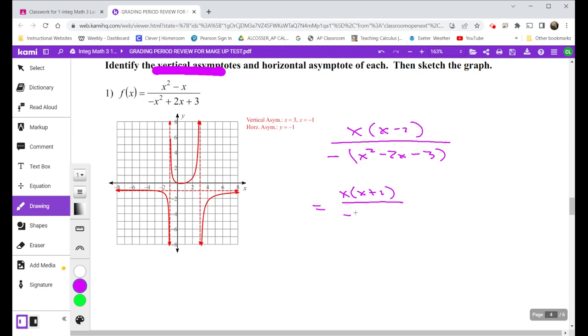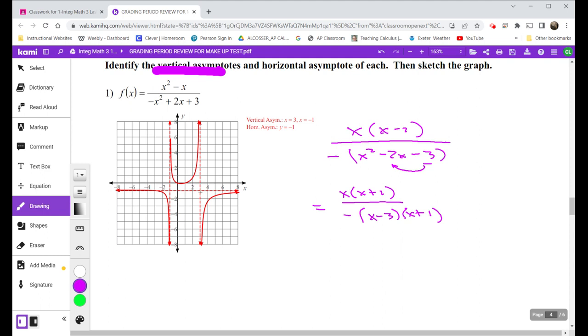Equals negative. And then this is going to be what? What multiplies to make negative 3, but adds to make negative 2? x minus 3, x plus 1. So negative 3 times 1 is negative 3. Negative 3 plus 1 is negative 2, and that negative just stays out in front.